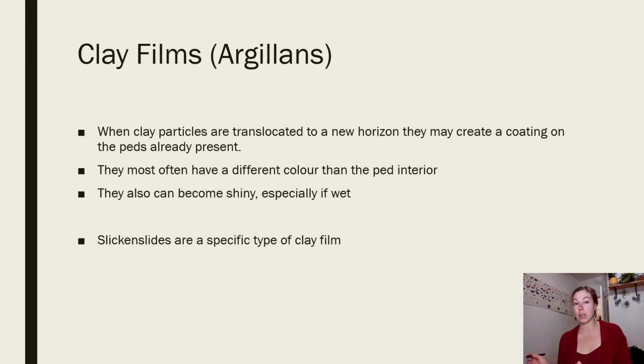So another word for clay films is argillans. They're often a different color than the inside of the ped. So if you have a ped and it looks nice and smooth, and then you break it open and it looks different on the inside, you probably have a clay film on the outside. And because they're clay, they're shinier because the particles are smaller. As I was saying before, slickensides are a specific type of clay film. So all vertisols would have clay film.